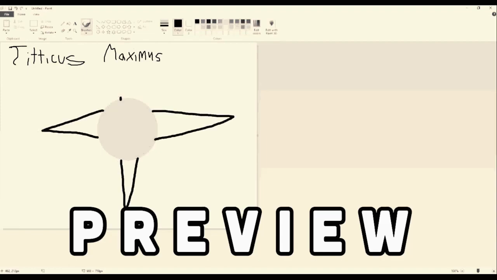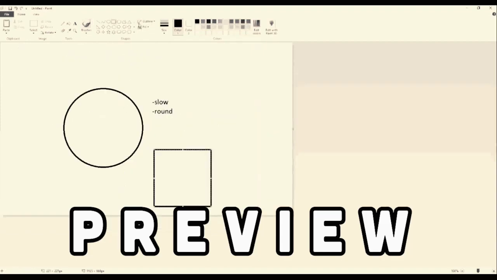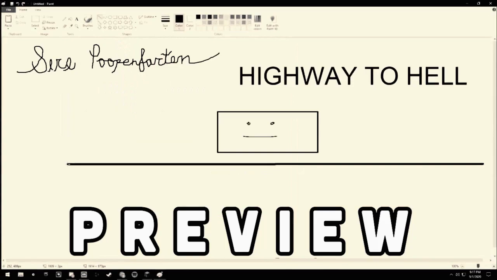We added spikes to a wheel. We turned wheels into squares and rectangles, all in MS Paint. Because today, the boys reinvented the wheel.